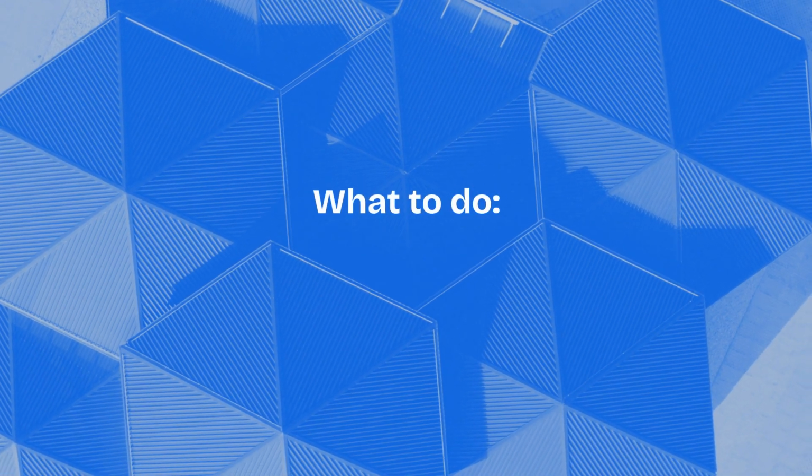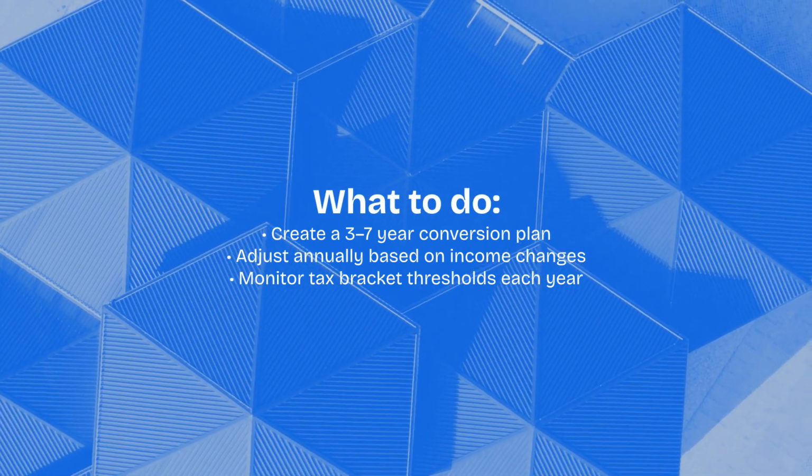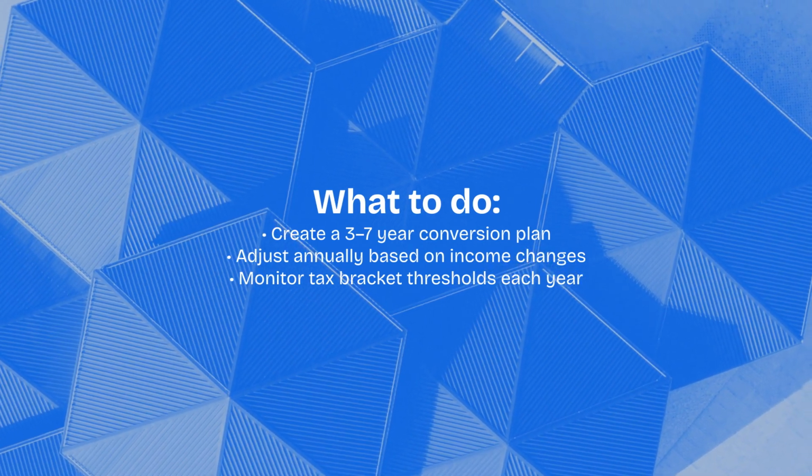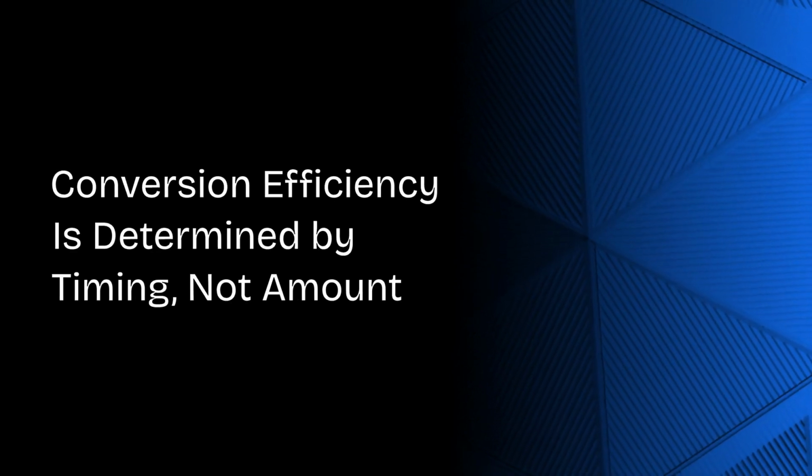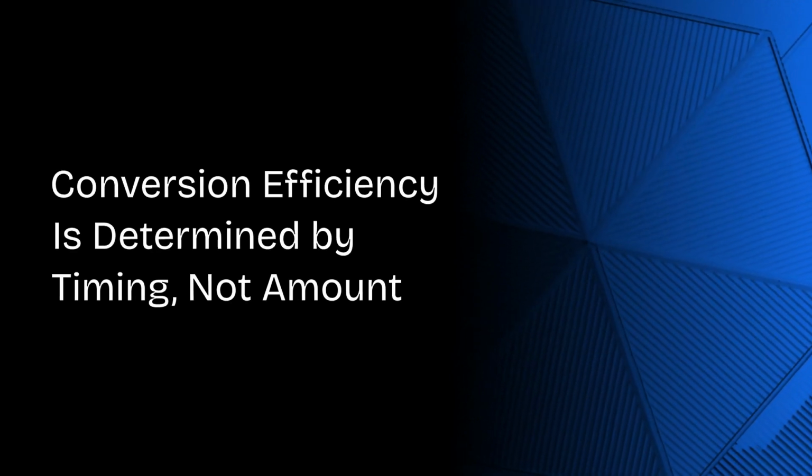What to do? Create a 3-7-year conversion plan. Adjust annually based on income changes. Monitor tax bracket thresholds each year. Conversion efficiency is determined by timing, not amount.